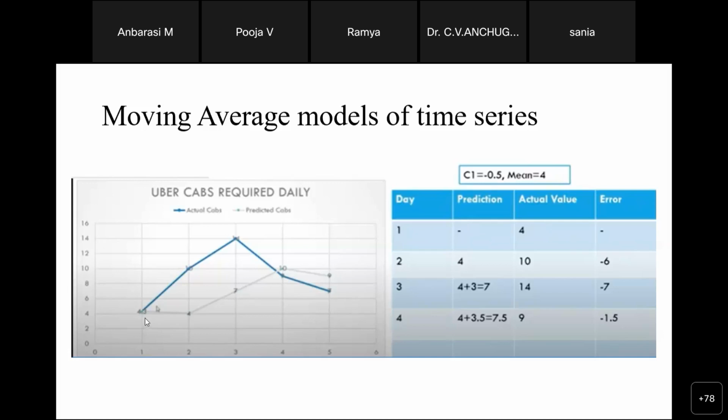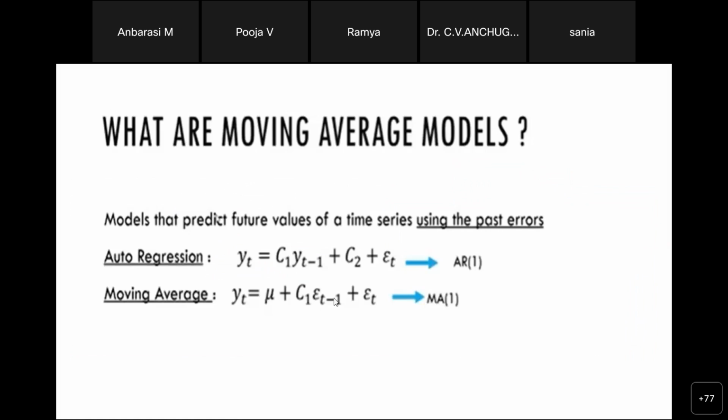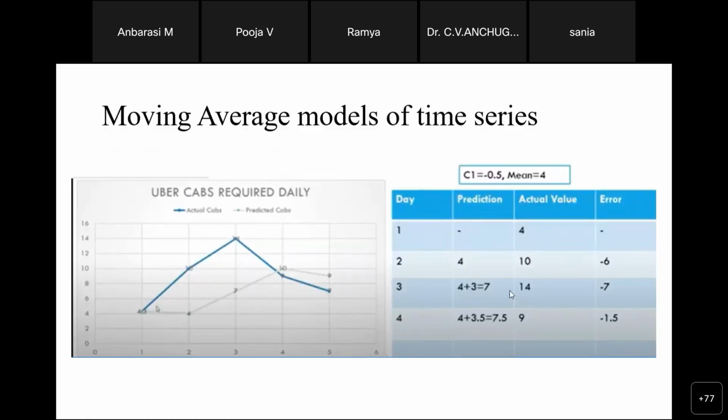But the actual number of passengers is 4, and the error we also don't have anything. In the second day, based on the previous data, we can predict it. This is the formula we have: mean value plus the constant value multiplied with the error data, plus the current error data also. So here we have the mean value and then the actual value. For the second day, we have 4 minus 10. If you give the error value, you will get 10.